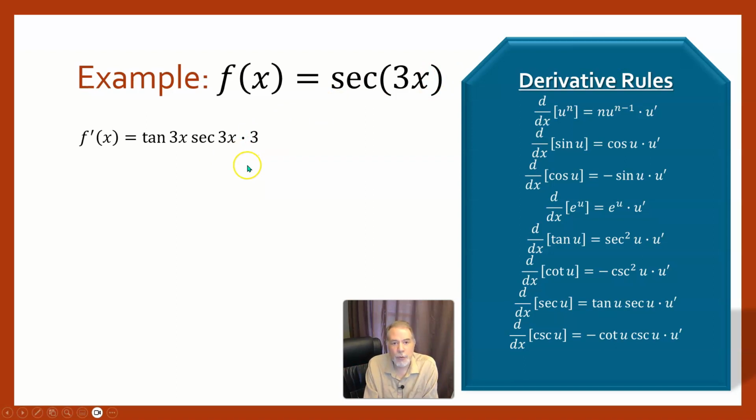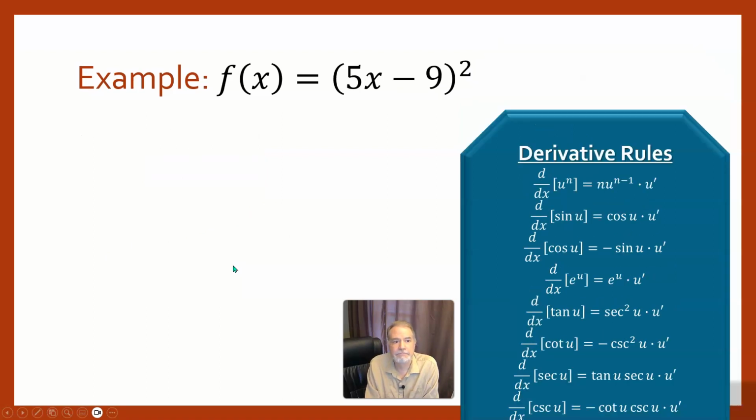And here, of course, the derivative of 3x would be 3. So we get tangent of 3x times secant of 3x times 3, and it would be more common to put the 3 out in front, again, to make it completely clear that 3 is not part of what you're taking the secant of. It's the numerical coefficient on the whole thing. So there's our derivative, 3 times the tangent of 3x times the secant of 3x.